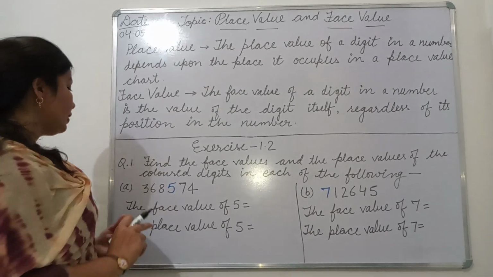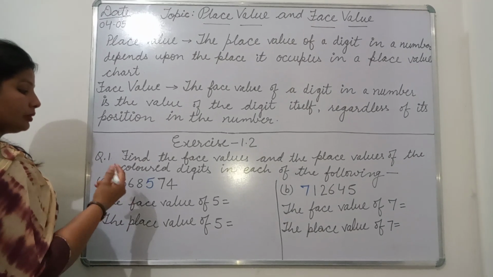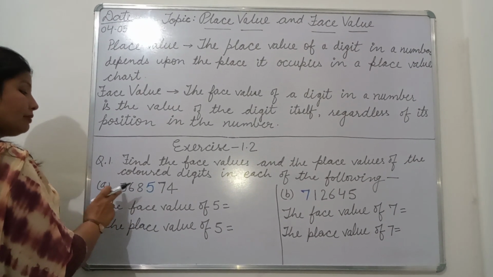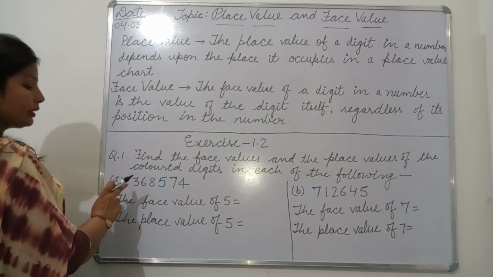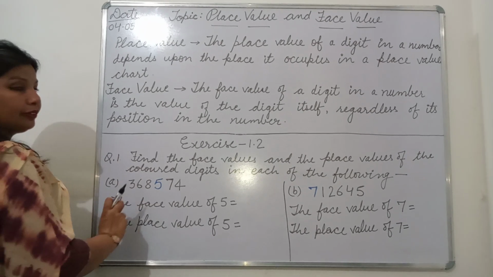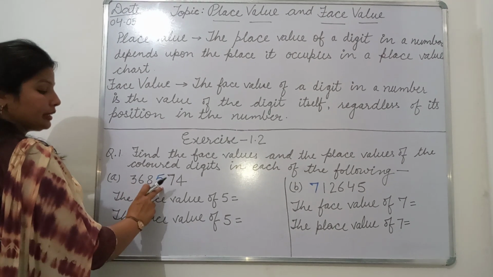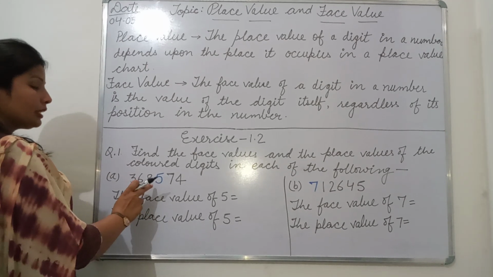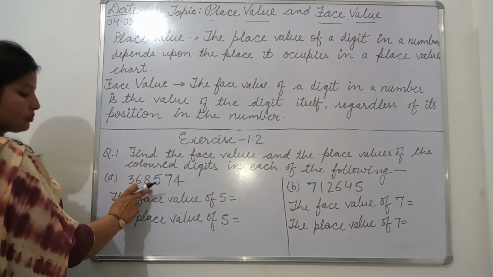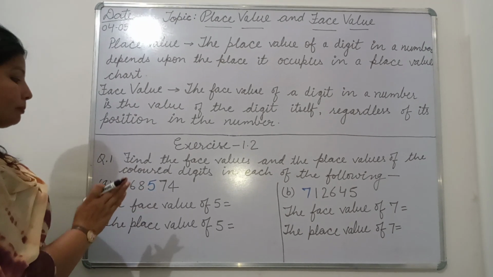Okay. So now A part. Here is what's given. There is a 6 digit number. 1, 2, 3, 4, 5, 6. So what number is there? 3,68,574. Now you can see that 5 is colored there. Okay. So that means we have to find the face value and place value of 5. So firstly we find its face value, then we find its place value.